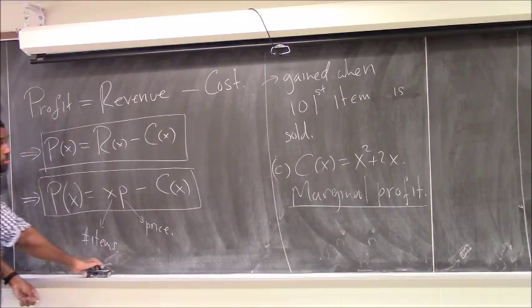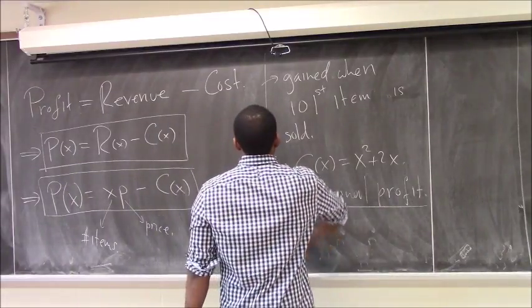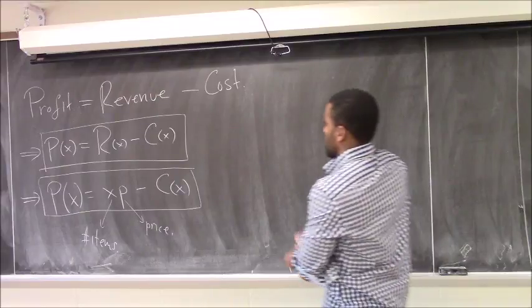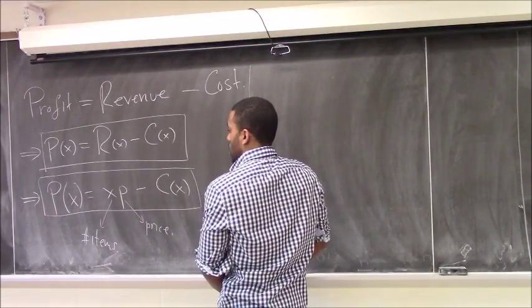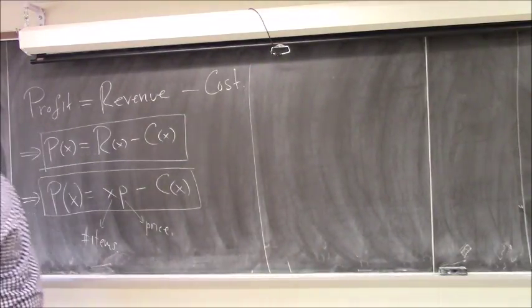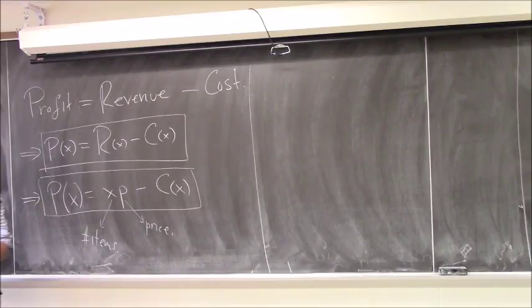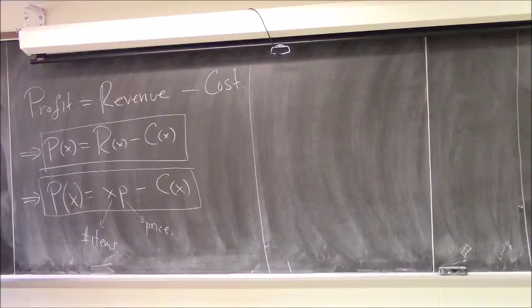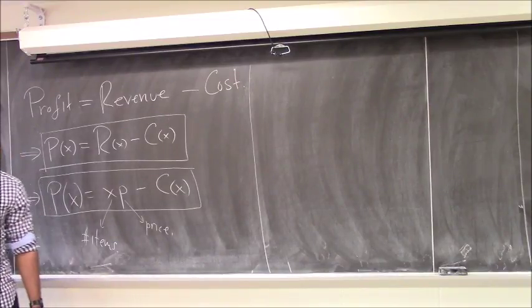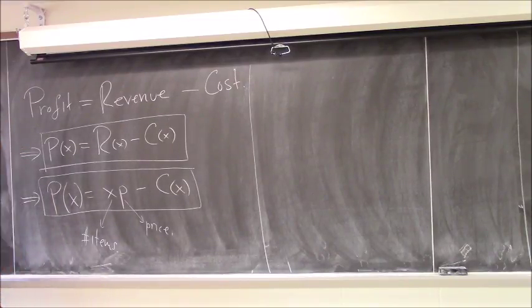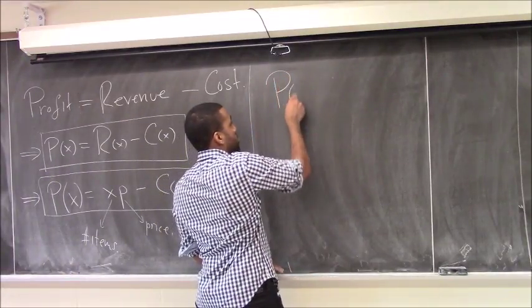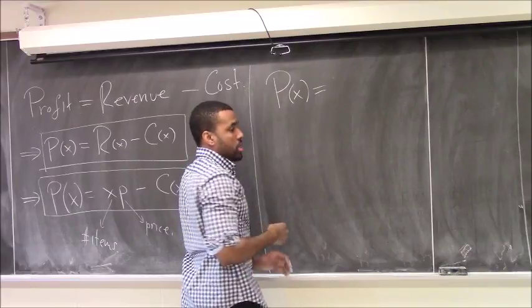Right, so that's going to be your profit function. What's our profit function here? Are we still using 100? No, you only use that if it was specified. In this question, I never asked about any specific x value. The cost function was found to be this one, and the marginal profit function is what we want. In order to find it, we first need to find the profit function. What's that going to be here?